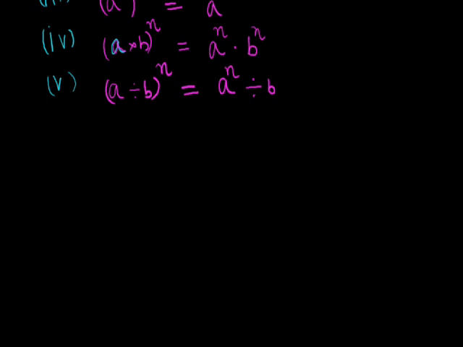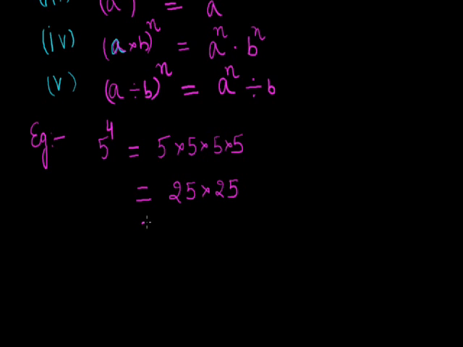Let's see certain examples that will help us to understand the use of exponent. For example, if we have to calculate the value of 5 raised to 4, according to the definition, 5 is multiplied by itself 4 times. The result will be 25 into 25, and that is 625. This is the way to calculate any exponent.